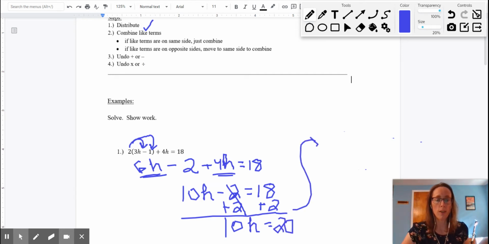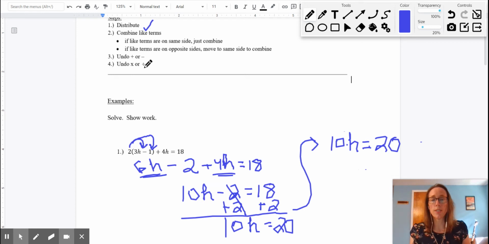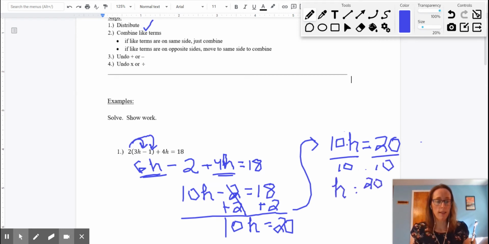So I'm going to come up over here and copy that down again so I can take my final steps. So I have 10h equals 20. And to solve this, since I have 10h, that means it's multiplied. When there's no operation between a number and a variable, we know it's multiplication. So we're going to use the inverse, which is division. So I'm going to divide both sides by 10. I get h equals 20 over 10.